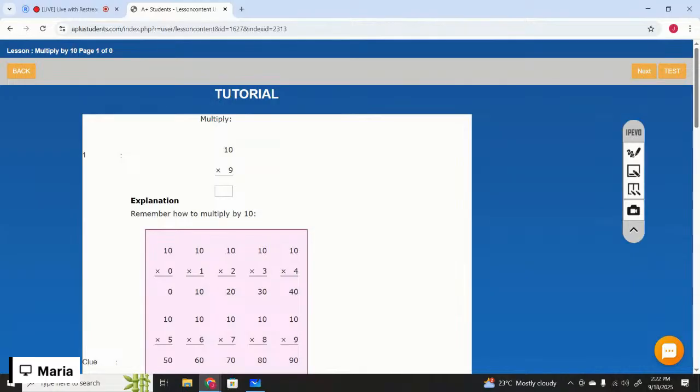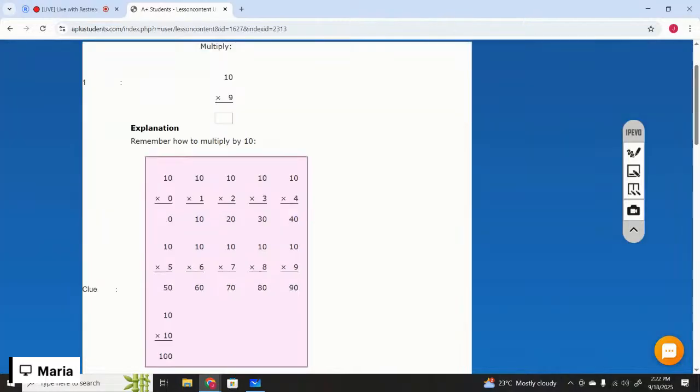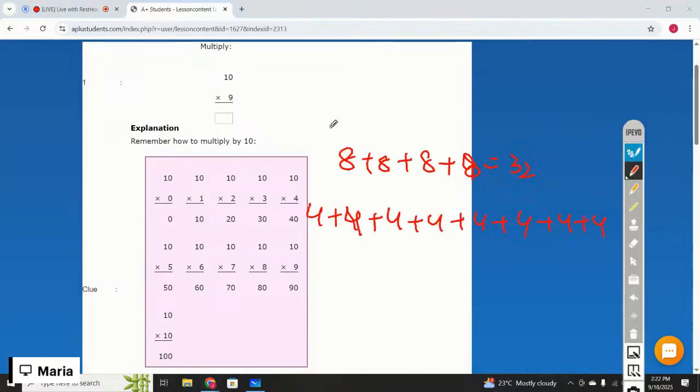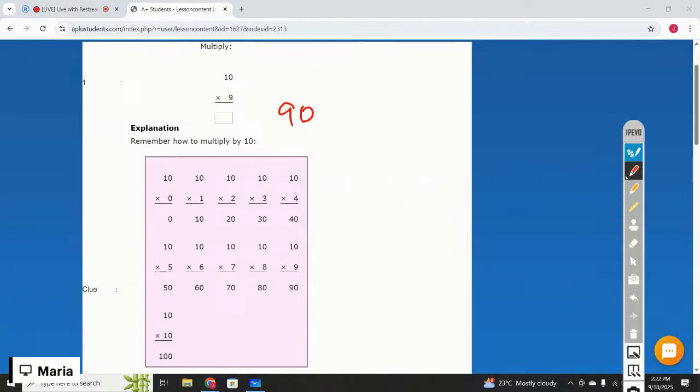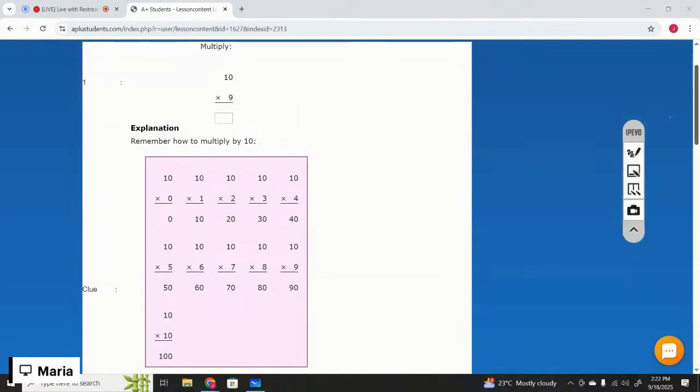10 times 9. So the multiplication table for 10 is very easy because we know that when we multiply any number by 1, the number stays the same. So you need to add a 0. Like 10 times 9. 9 times 1 is 9. And we have a 0 with 10. So you need to add a 0. So that is 90.